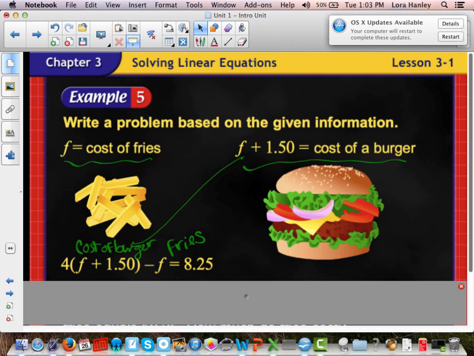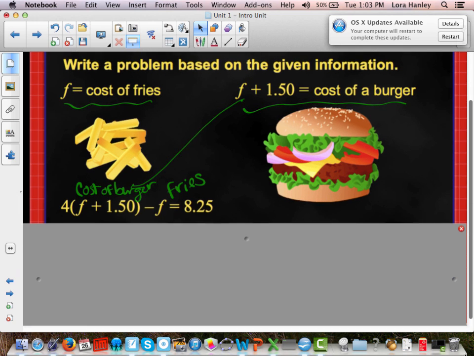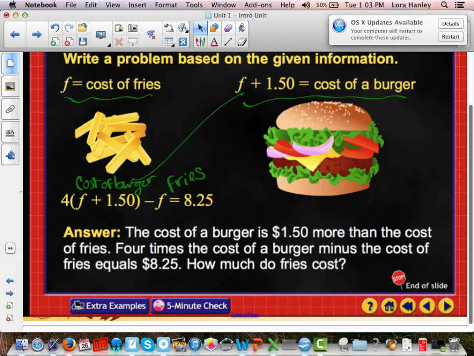Let's see what your book decided. The cost of a burger is $1.50 more than the cost of fries. 4 times the cost of a burger minus the cost of fries equals $8.25. How much do fries cost? So again, many different ways to come up with a problem for this. You could ask what F is equal to, like they are. You could ask what the total price would be for the fries for everyone. Many different ways to look at this here.